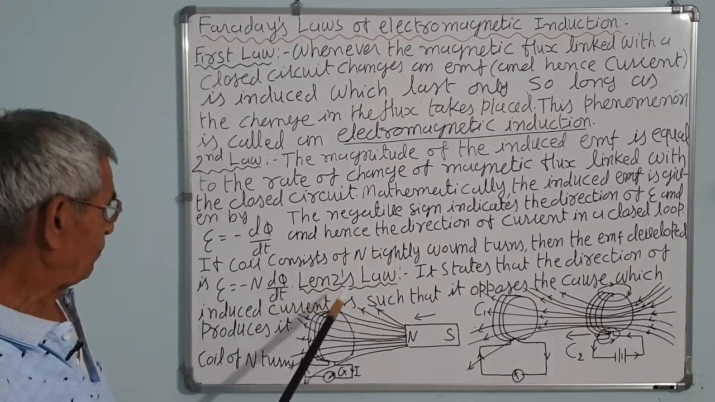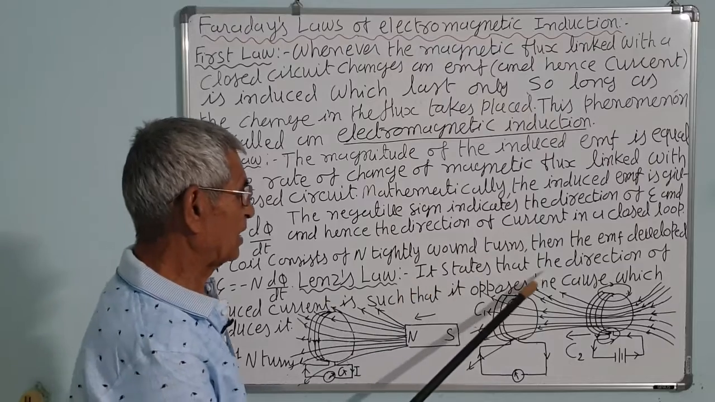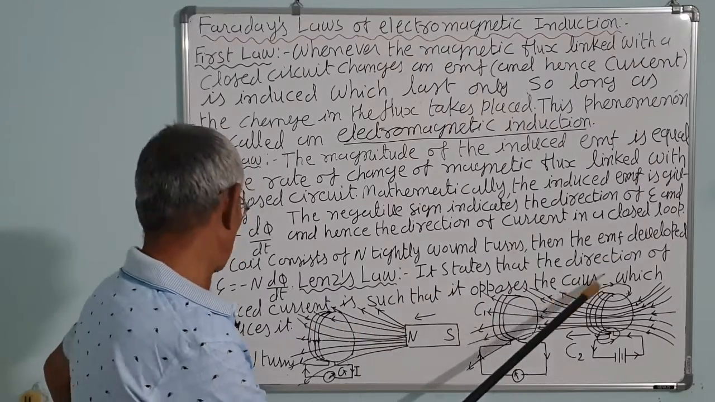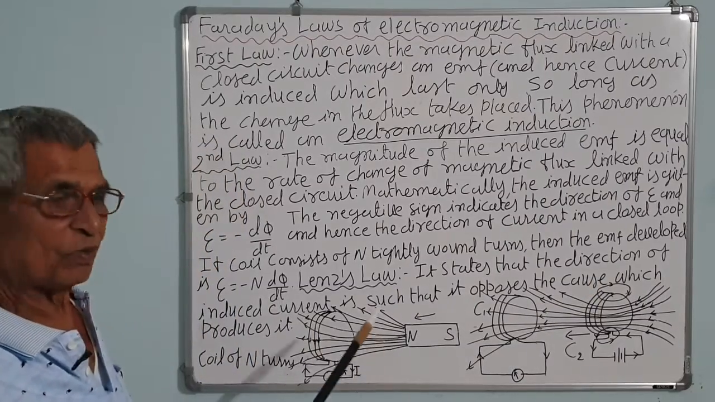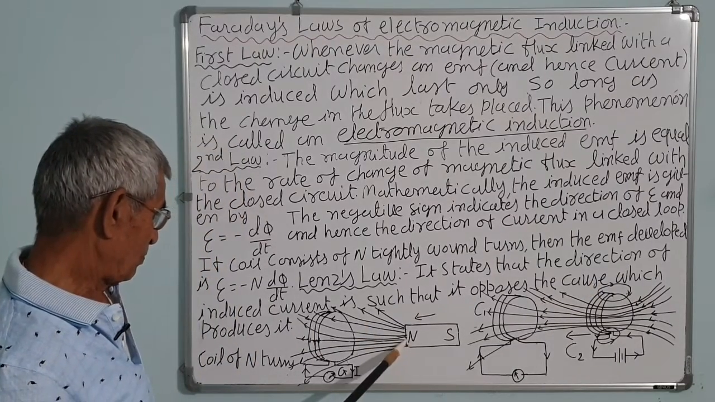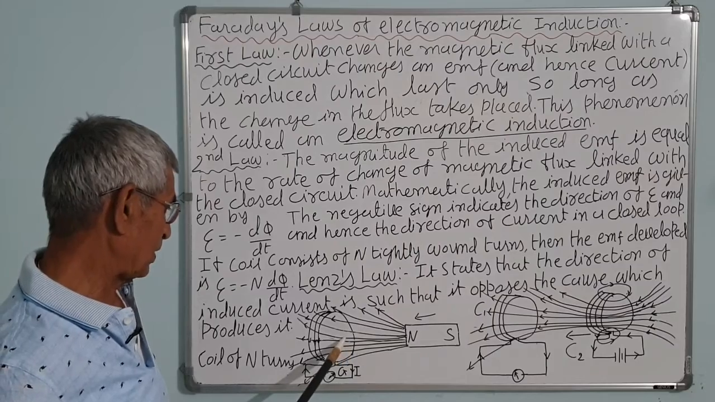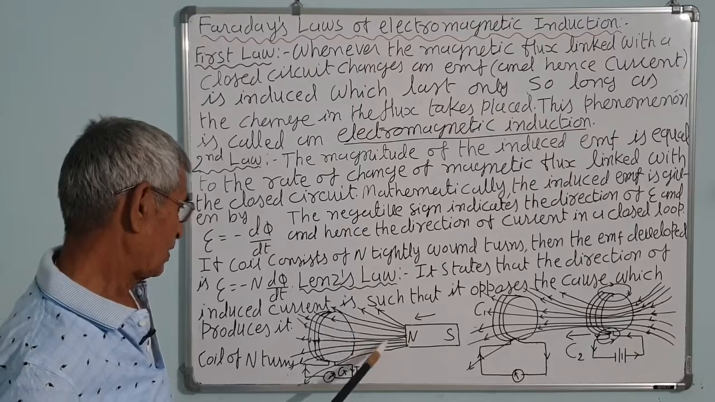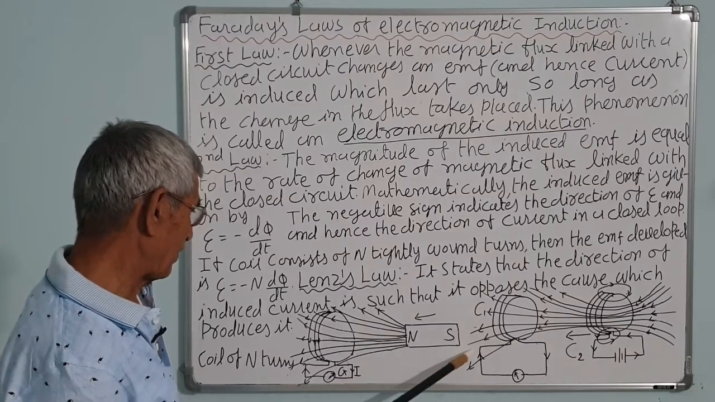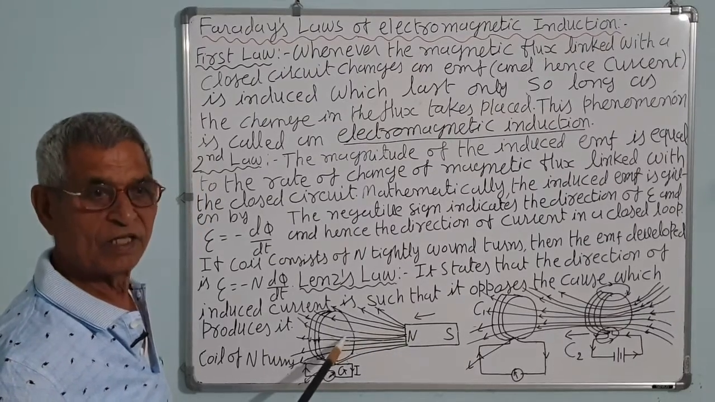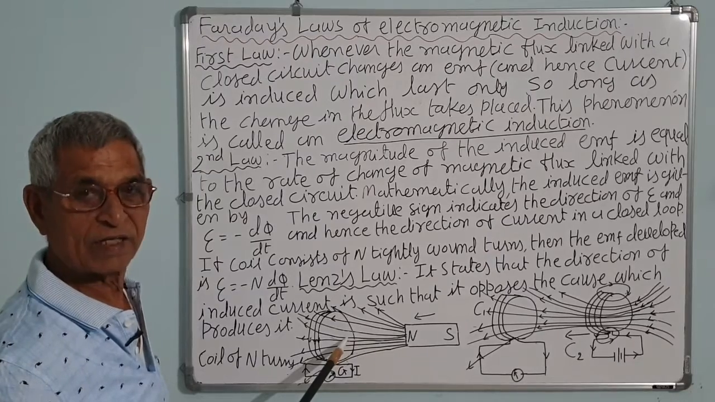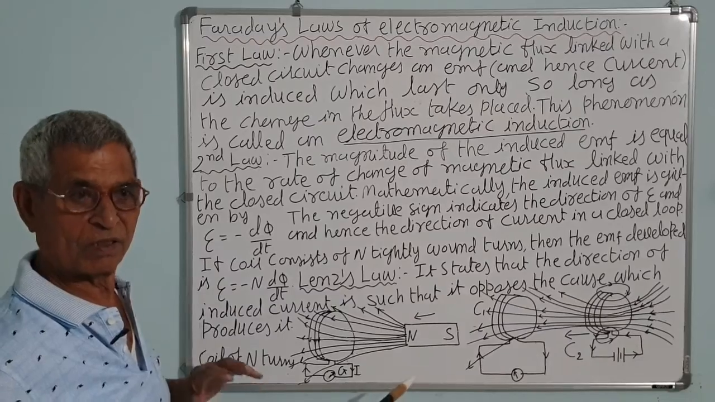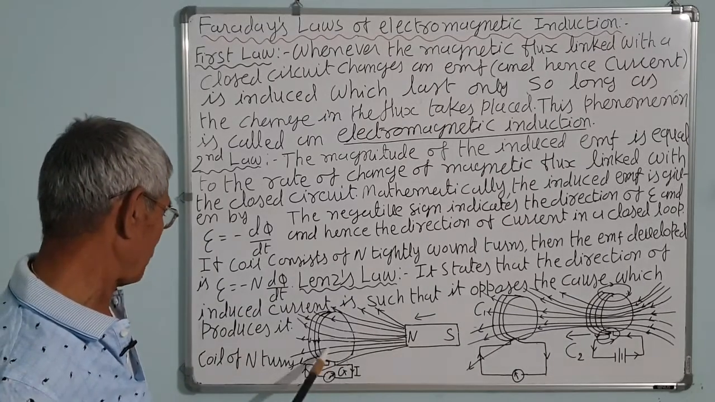Third law, Lenz law, that gives the direction. It states that the direction of the induced current is such that it opposes the cause which produces it. So when you move the north pole toward the coil, it tries to decrease the flux, it opposes the flux change. If you withdraw, that is, move away, then the flux will decrease, so it will tend to increase the flux. So it opposes the cause producing it.